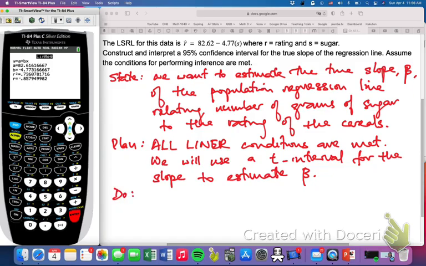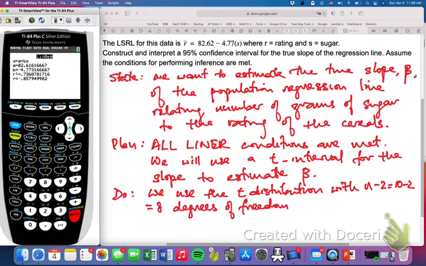Okay, so the do part here, we will use the t distribution with degrees of freedom n minus 2. Here our sample size is 10, so 10 minus 2 is 8. So the degrees of freedom is 8. Now we need this to find the critical value. You might ask, what is the critical value? The critical value is your T star that you need when you calculate by hand the confidence interval for the true slope.